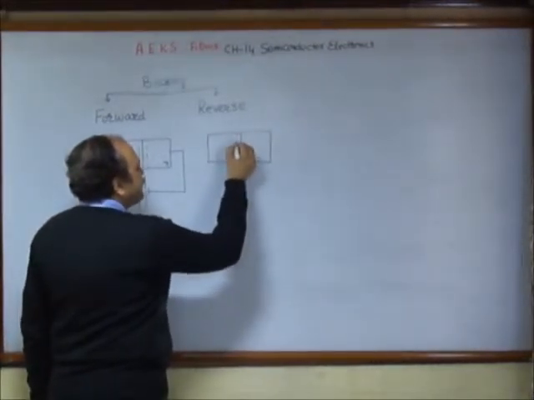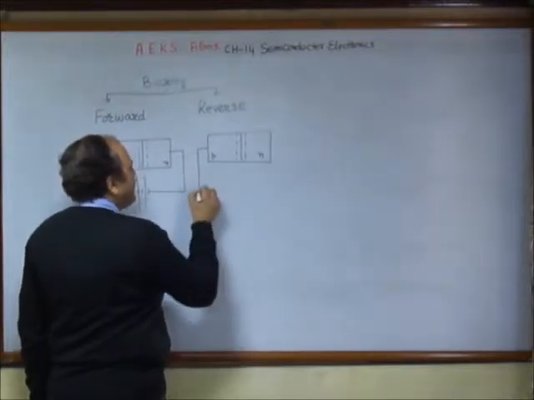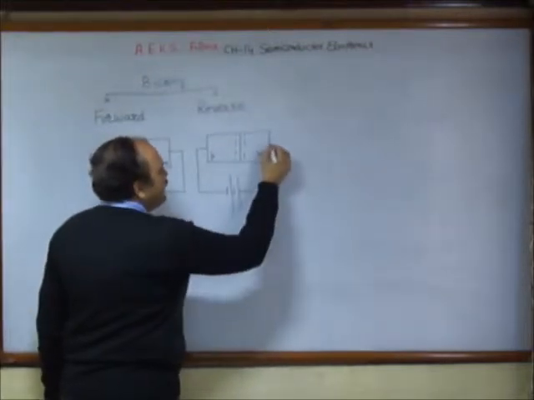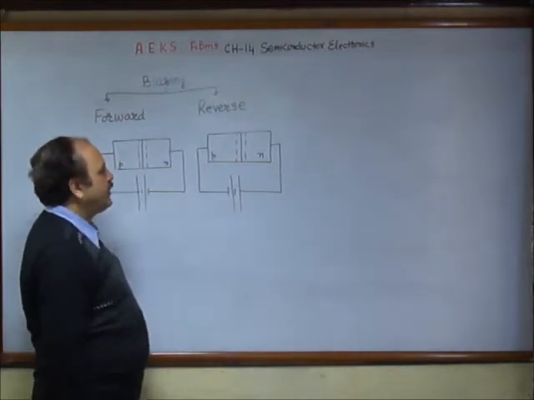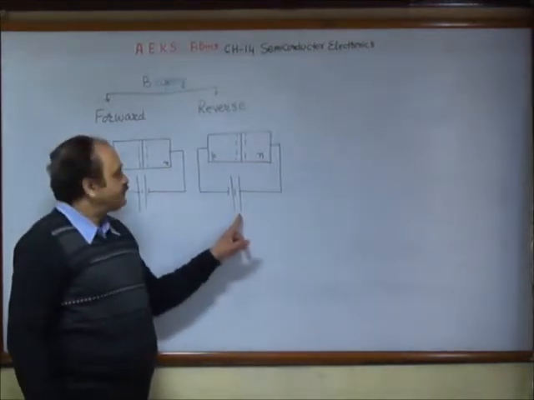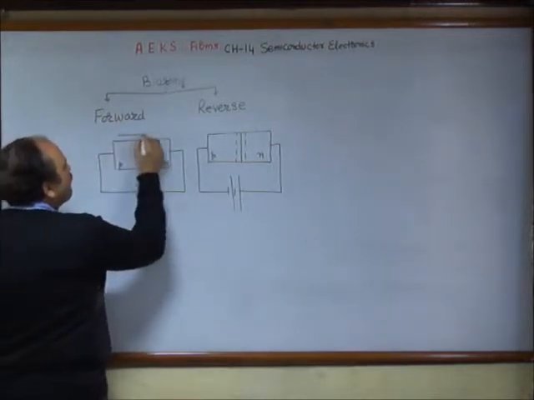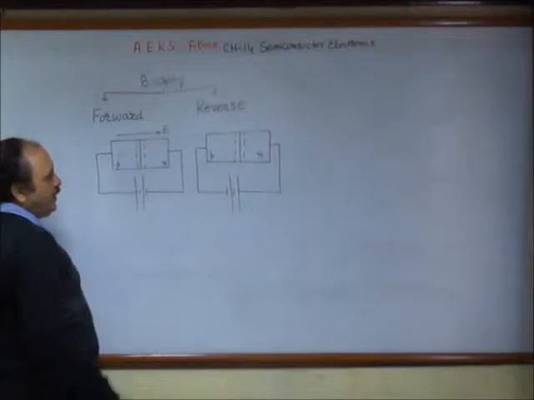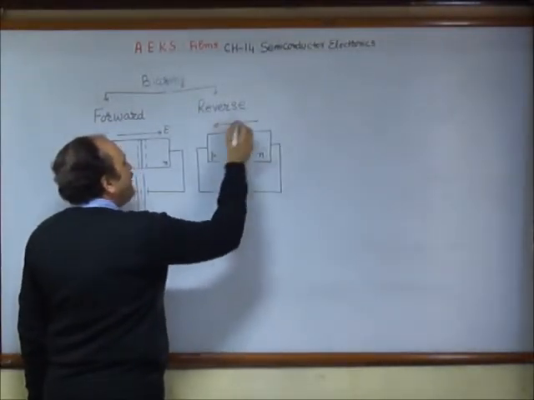That means the P region is connected to the lower potential or negative terminal, and the N region is connected to the higher potential. In this case, the electric field is from P to N. This is the external electric field. And in this case, the electric field which you apply is from N to P.